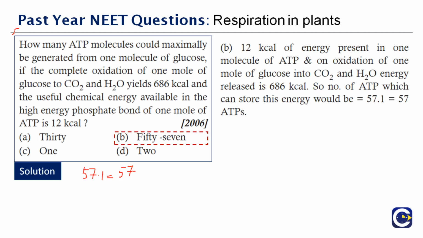Apart from this, they have given you two values here, 686 and 12 kilocalories. So the number of ATP which can store this energy would be 57.1. Do you understand the calculation that they have mentioned here? What you just need to do is take 686 divided by 12, which gives you 57.166 and so on, which is almost 57.2. The correct answer is 57. You just have to divide and see, so you'll get the number of ATP molecules. Therefore, the correct answer is 57, option B.